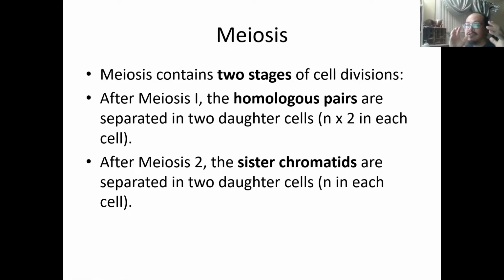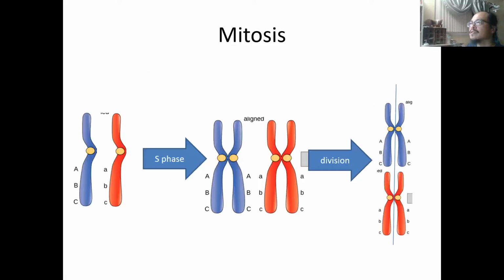So after the first stage, you have N times 2. You have only either mother or father, but you still have times 2, meaning that you have an identical copy of each chromosome. That's the sister chromatids. And then during the second stage, these identical copies will be divided, so it will generate only N chromosomes in the daughter cell. So each daughter cell, each gamete, will have only 23 chromosomes, not 23 pairs of the chromosome. So that's meiosis.